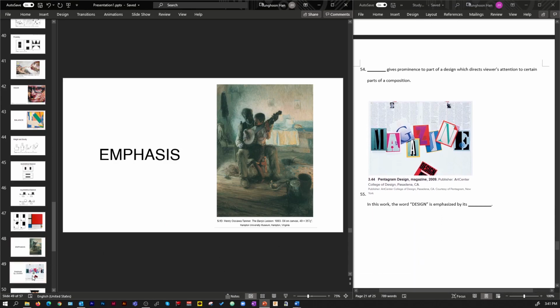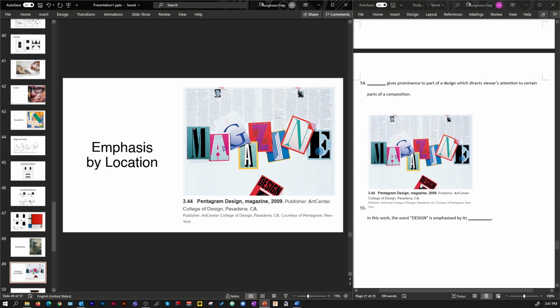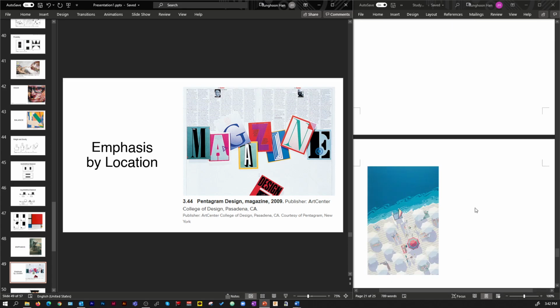So 55. In this work, the word design is emphasized by its location. So it has a magazine, and the word design is located in isolation, whereas this is in a sequence. So that's how the designer of this graphic is putting emphasis on the word design, and also he's using this red and black lettering, which tends to grab most attention. So the answer for this will be location.